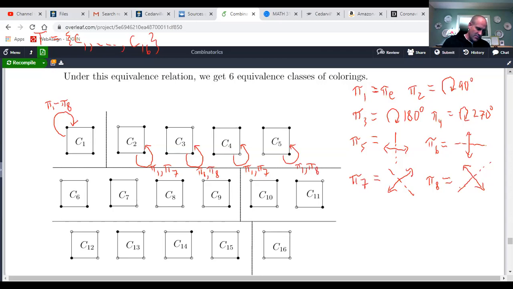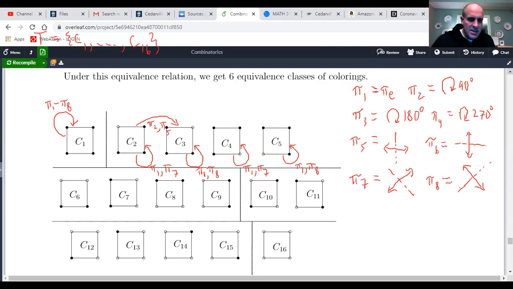Okay, that's interesting. But I really want to concentrate on C2. What is something that actually takes us from C2 to C3, for instance? Can you think of something that takes us from C2 to C3? Well, pi 2 definitely does. But not only does pi 2 do that, I could also flip that thing in the vertical axis, so pi 5 also does that.